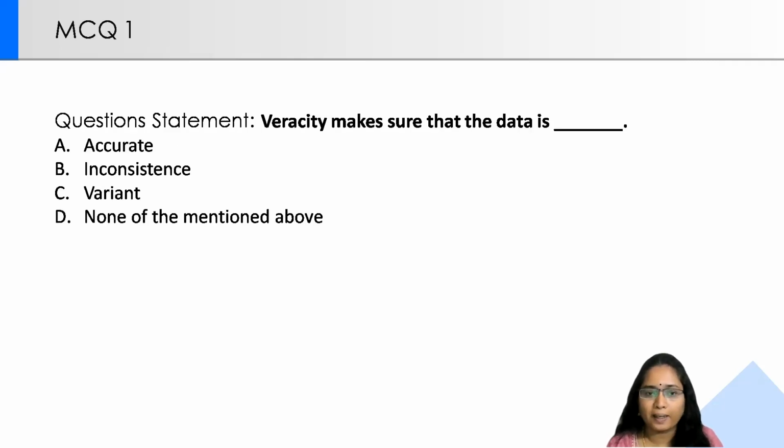So now, quiz time. The first question: veracity makes sure that data is option A, accurate; option B, inconsistent; option C, variant; option D, none of the above mentioned. Veracity is about the accuracy and trustworthiness of the data. So the answer is option A.